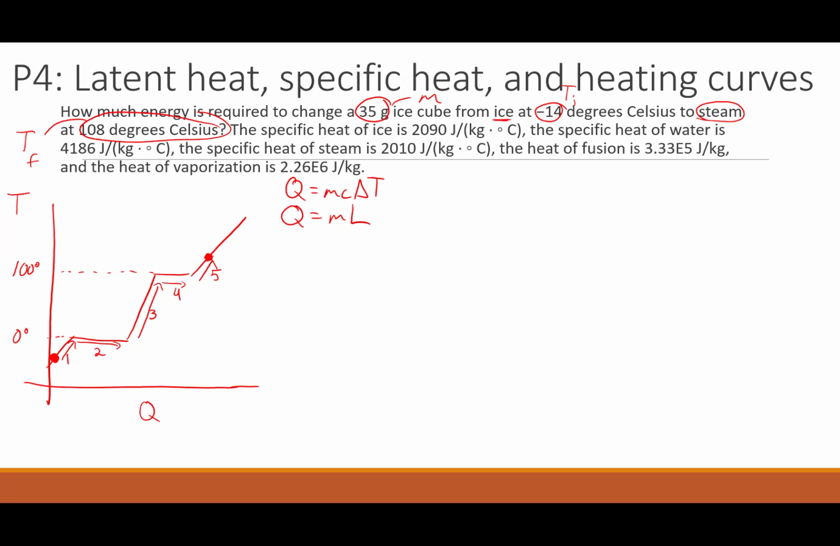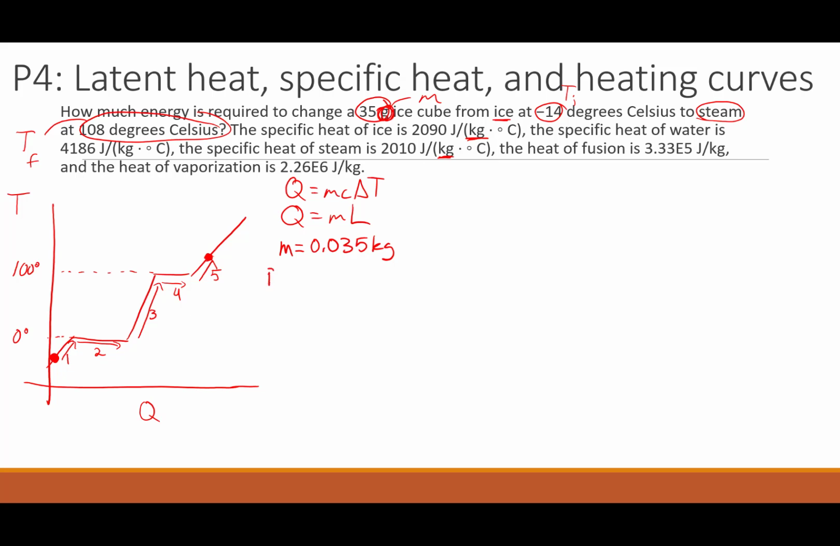So we can get started, but there is one thing we want to notice. The mass we're given is in units of grams, and all of our specific heats and latent heats have units of kilograms. So I'm going to just convert my mass to kilograms. 35 grams is 0.035 kilograms. And then I'm going to just get started calculating.